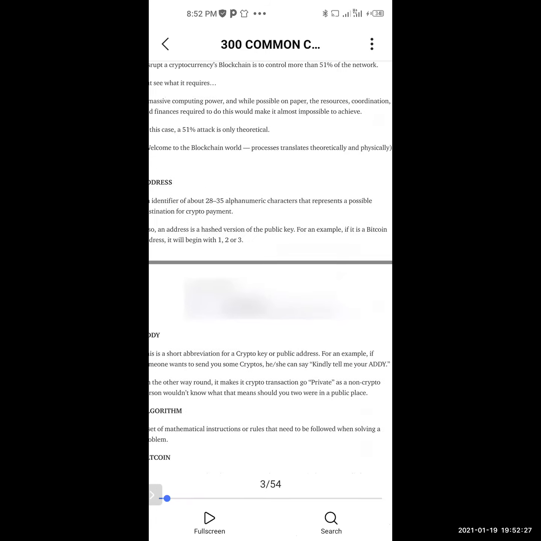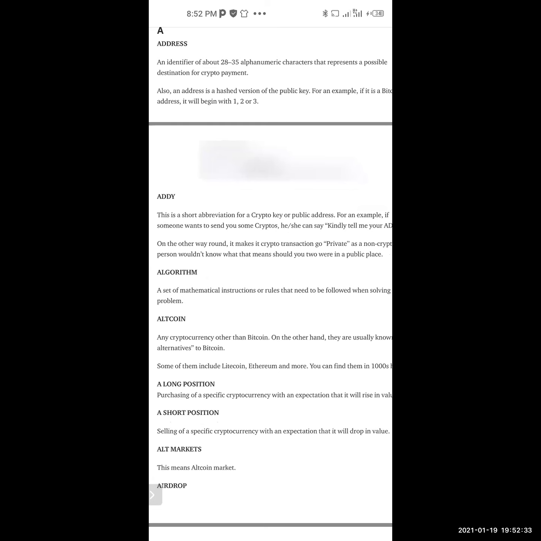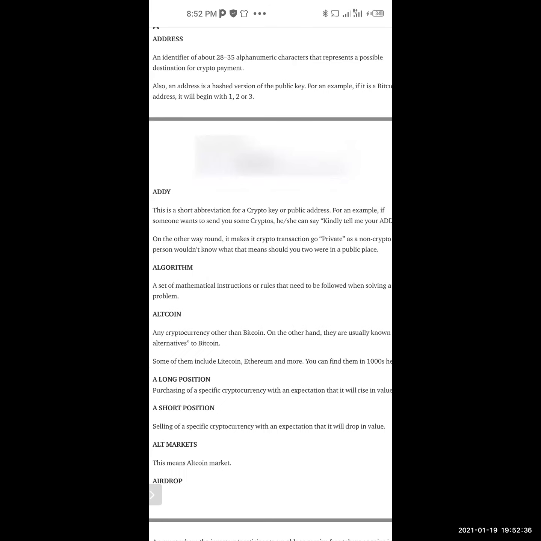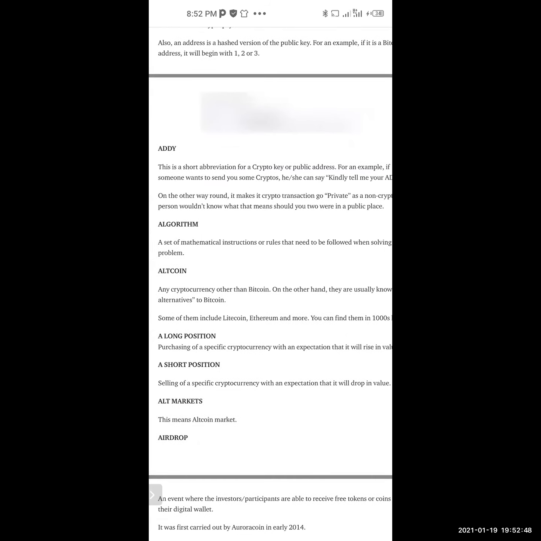So next thing here is add, the short form for address. Now you hear a lot about algorithm. Algorithm has to do with all those plenty of codes that are embedded in the blockchain. And then the next thing you hear, if you're in this space a lot, is altcoins. Now, altcoin is every cryptocurrency that is not Bitcoin. So they're called alternative coins to Bitcoin, like they are alternatives to Bitcoin.